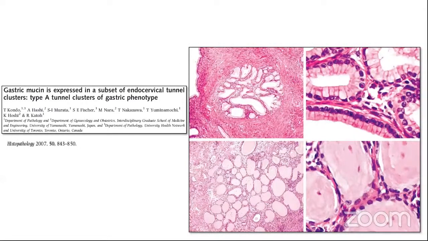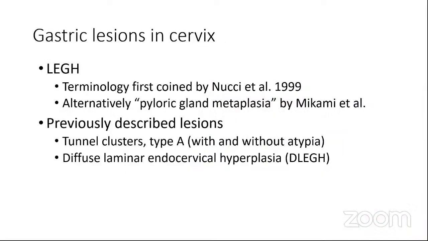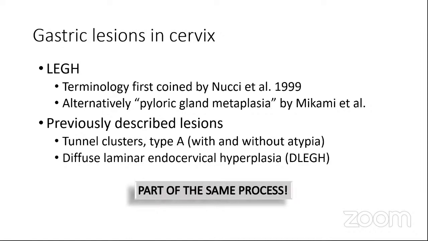The link between tunnel clusters and gastric mucin came from a study from Japan, where they looked at these type A tunnel clusters. And you can see, again, tall apical mucin and distinct cell borders, mimicking gastric type glands, and they showed that these did, in fact, express gastric type mucin on immunohistochemistry and histochemistry. So we have all these gastric lesions in the cervix: LEGH, alternatively called pyloric gland metaplasia, tunnel cluster type A, diffuse laminar endocervical glandular hyperplasia. And what we now know is that they're all part of the same process of gastric type differentiation.